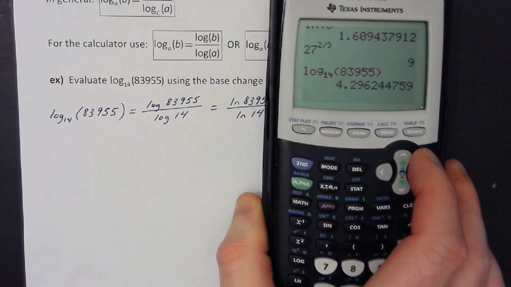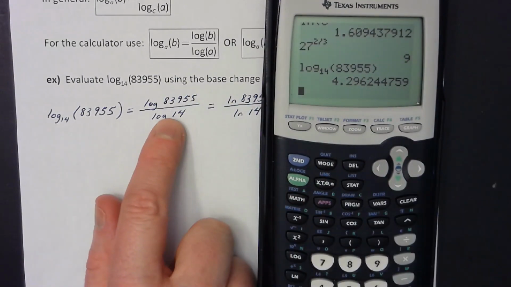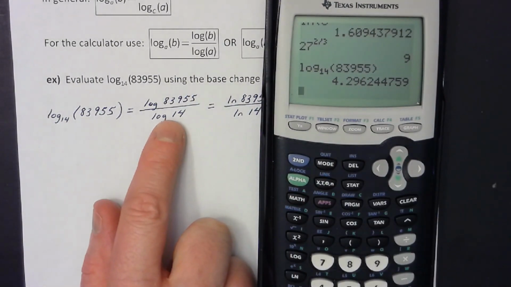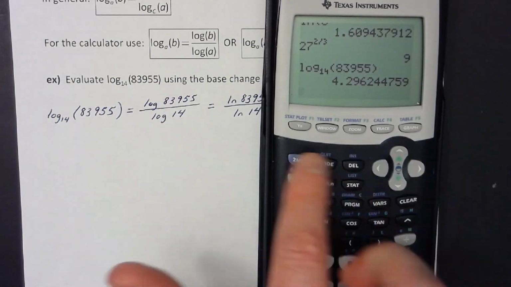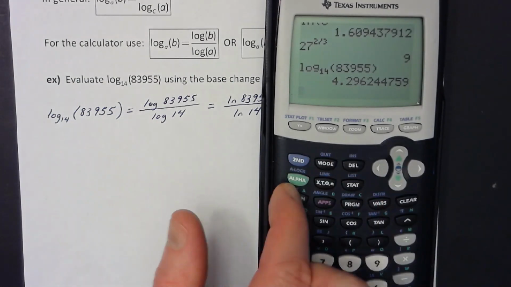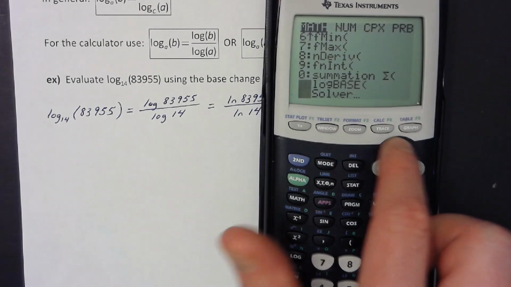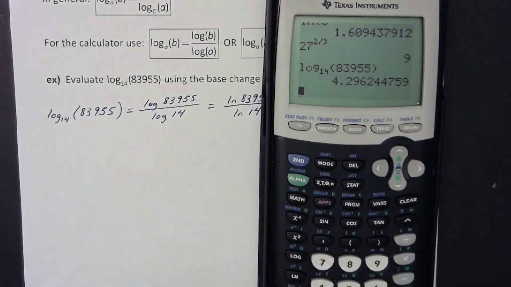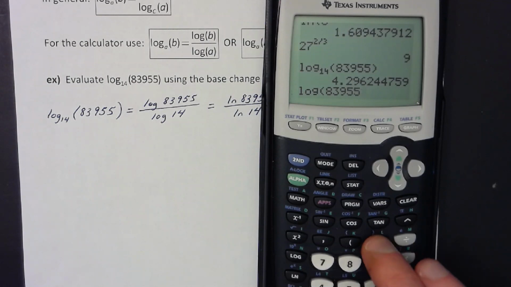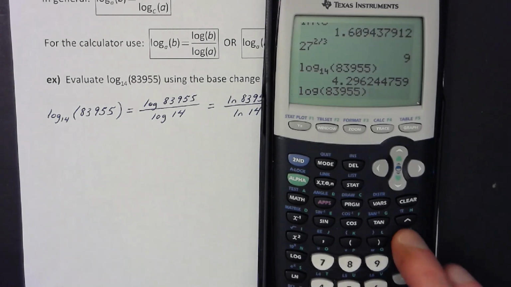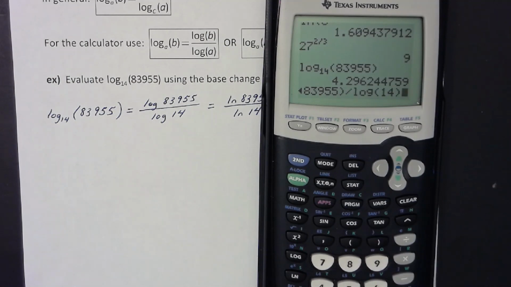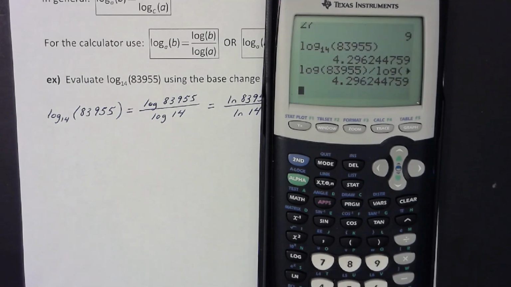But now let's find this answer two other ways, just to show. Let's say you had a calculator that doesn't have that log base button on there, or you just didn't remember that. There's no need to remember it. You could simply say it's the log of 83,955. Have to remember to close that log off. Divided by the log of the base of that logarithm, 14. Notice you get the same answer.